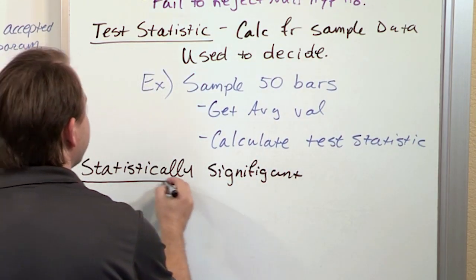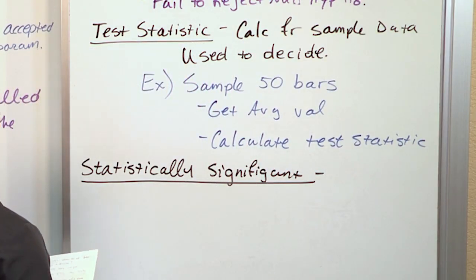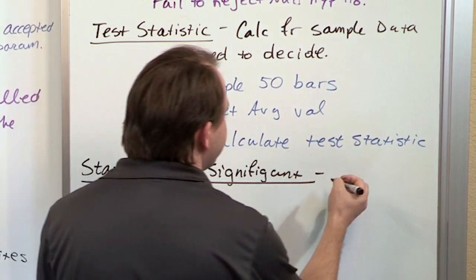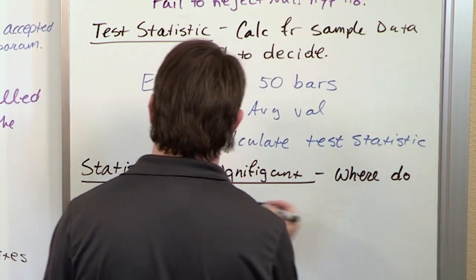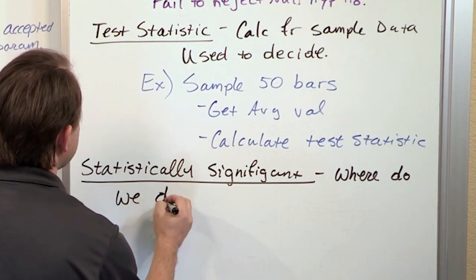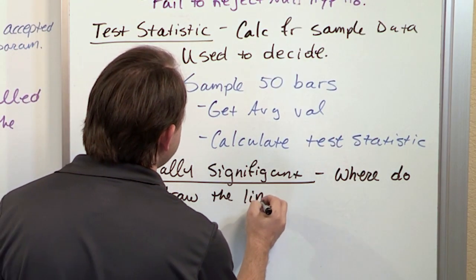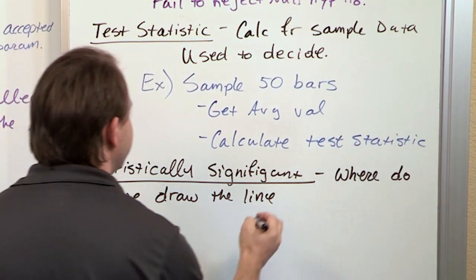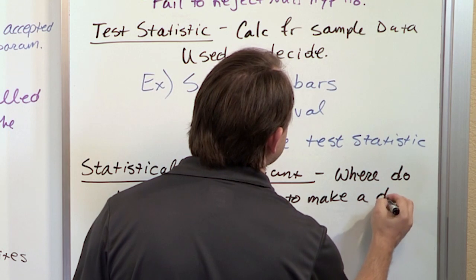And in layman's terms, what is statistically significant in terms of a hypothesis test? What it basically is, where do we draw the line to help us decide if we should reject the null hypothesis or not, to make a decision?